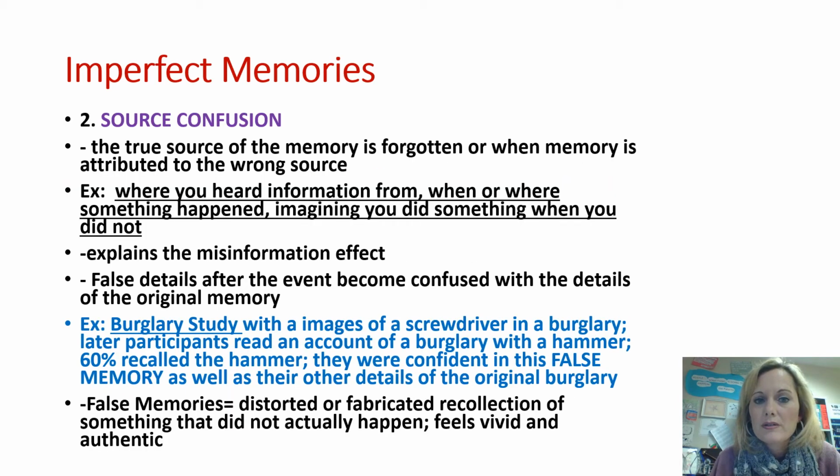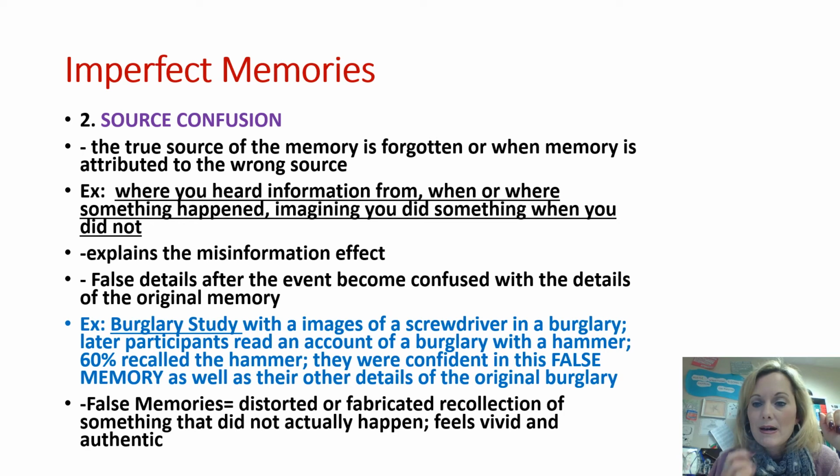And part of that can be source confusion as well. Source amnesia or source confusion can be a source of forgetting, when you don't remember correctly where and from whom you heard information, or imagining you did something you didn't do. That can be really confusing. The burglar study, you need to know, was done with images of screwdrivers in a burglary. Later, participants read an account of a burglary with a hammer. And 60% recalled the hammer, and they were confident that this false memory was part of the original burglary.